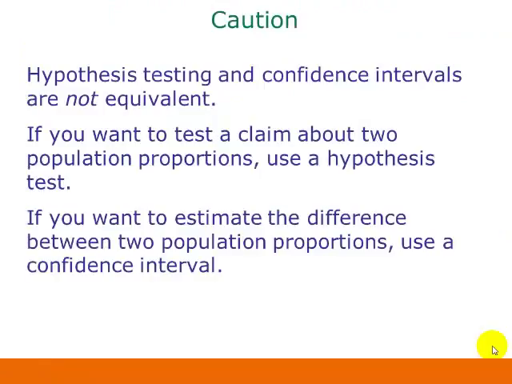And be careful with this because there is a difference between hypothesis tests and confidence intervals. Confidence intervals, for one thing, are always two-tailed, while hypothesis tests can be one-tailed, just as in the last hypothesis test we just did. So they are not always the same. If you want to test a claim about two population proportions, you should use a hypothesis test. If you want to estimate the difference between two population proportions, in that case you should use a confidence interval.